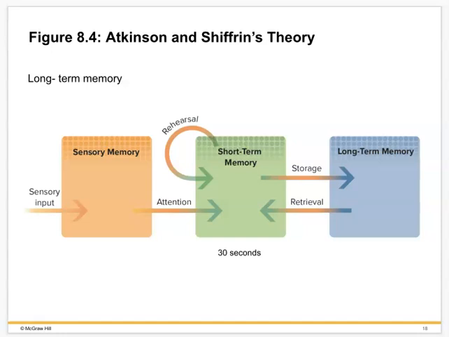This is Atkinson and Shiffrin's theory of memory, the memory model. It's pretty simple, but it sort of helps with remembering how this works. Here we have the three pieces: sensory, short-term, and long-term. Sensory input comes in for a fleeting second. You attend to it, and it goes into short-term memory.